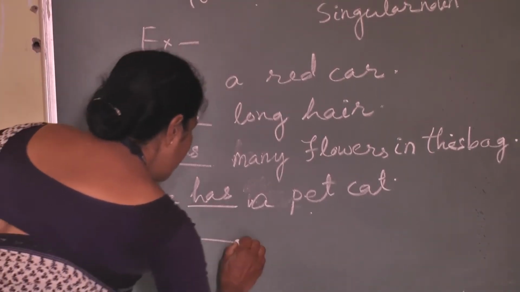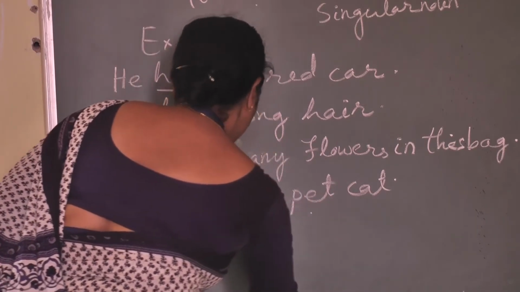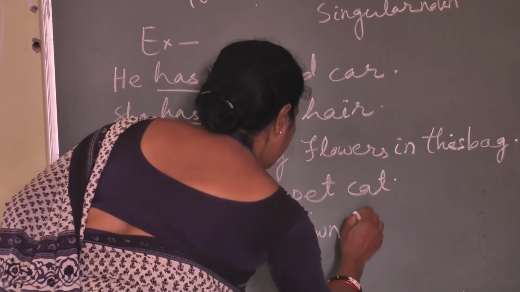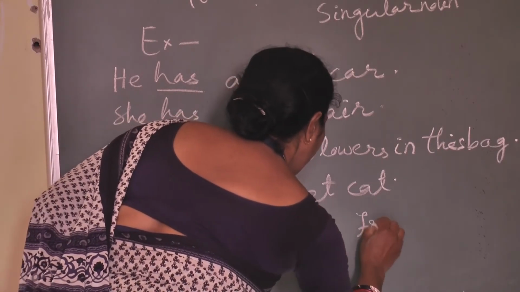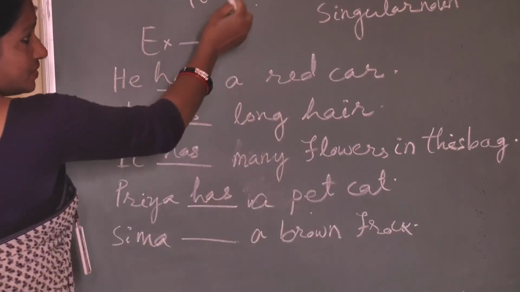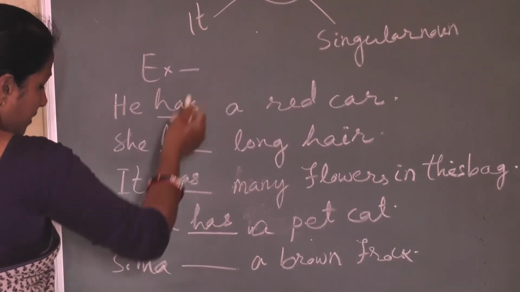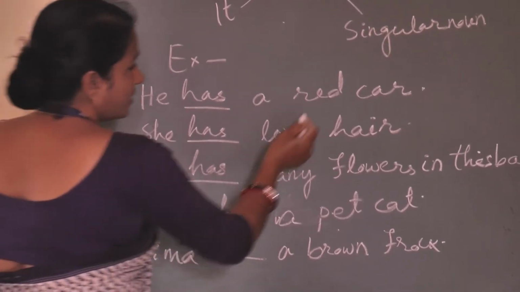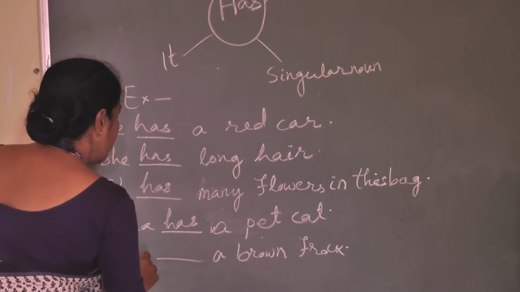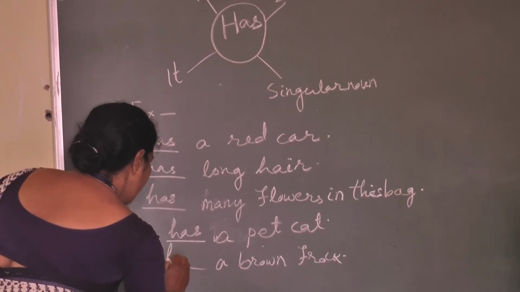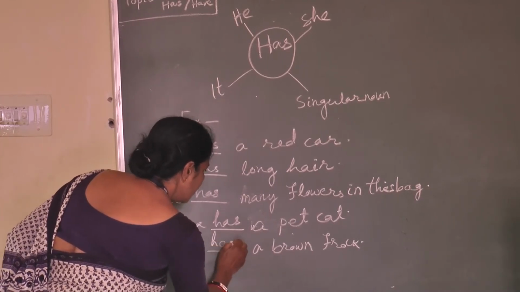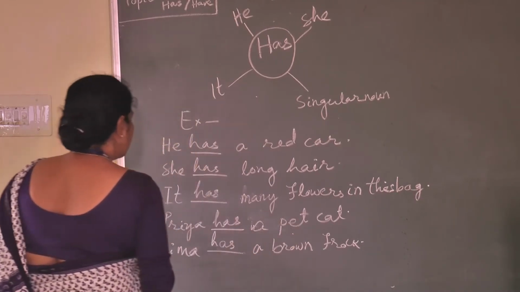Shima dash a brown frock. See here, the name is Shima. There is no he or she here, but Shima is a singular noun. So you have to use has here with a singular noun. So Shima has a brown frock.